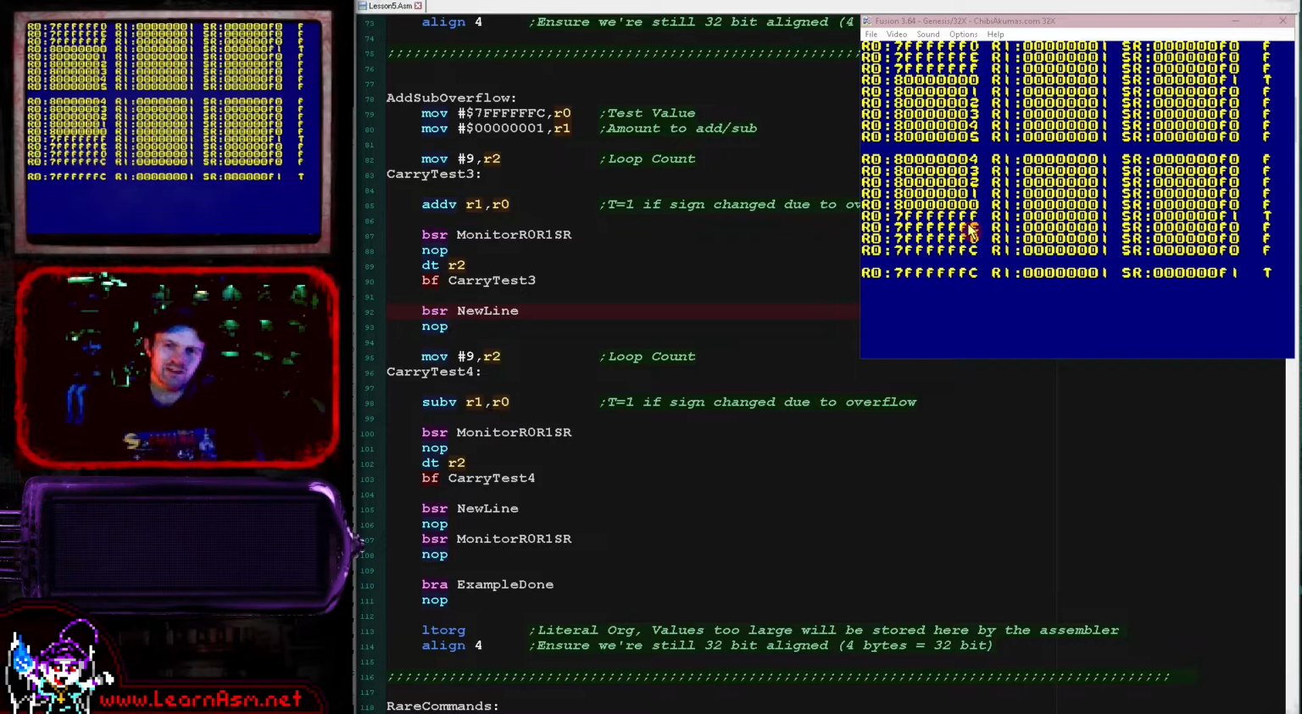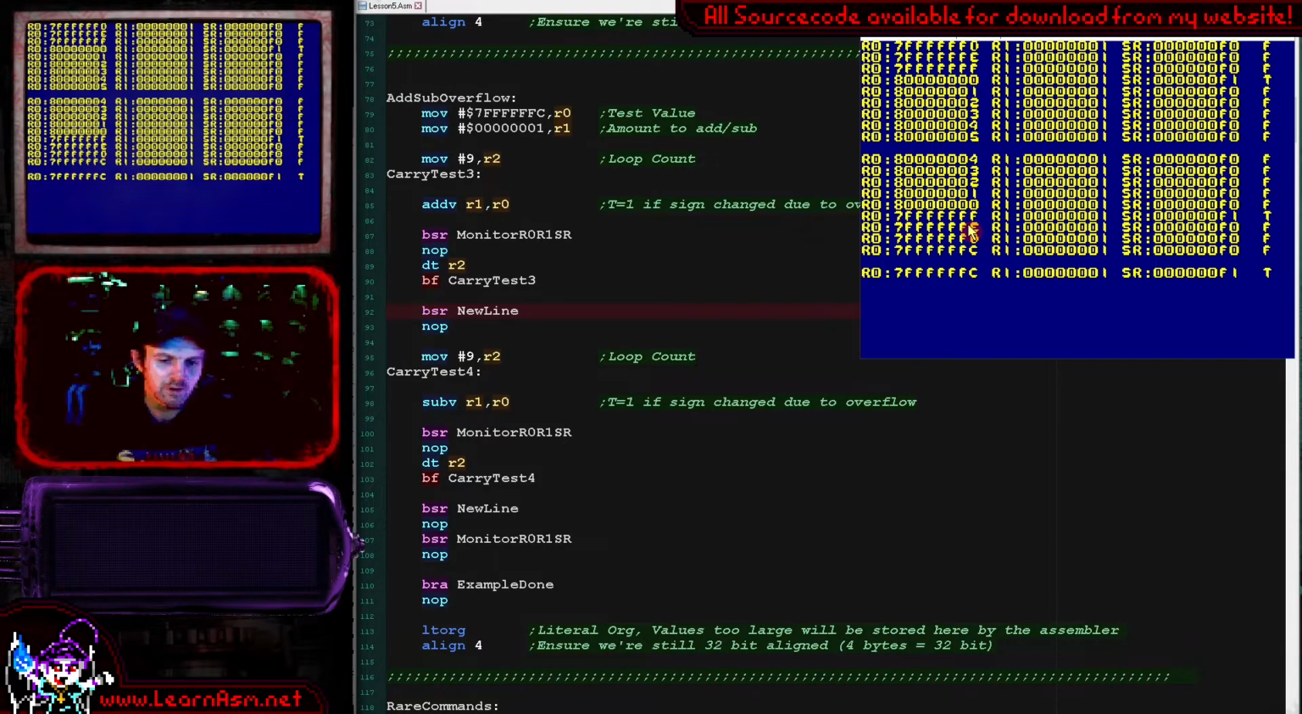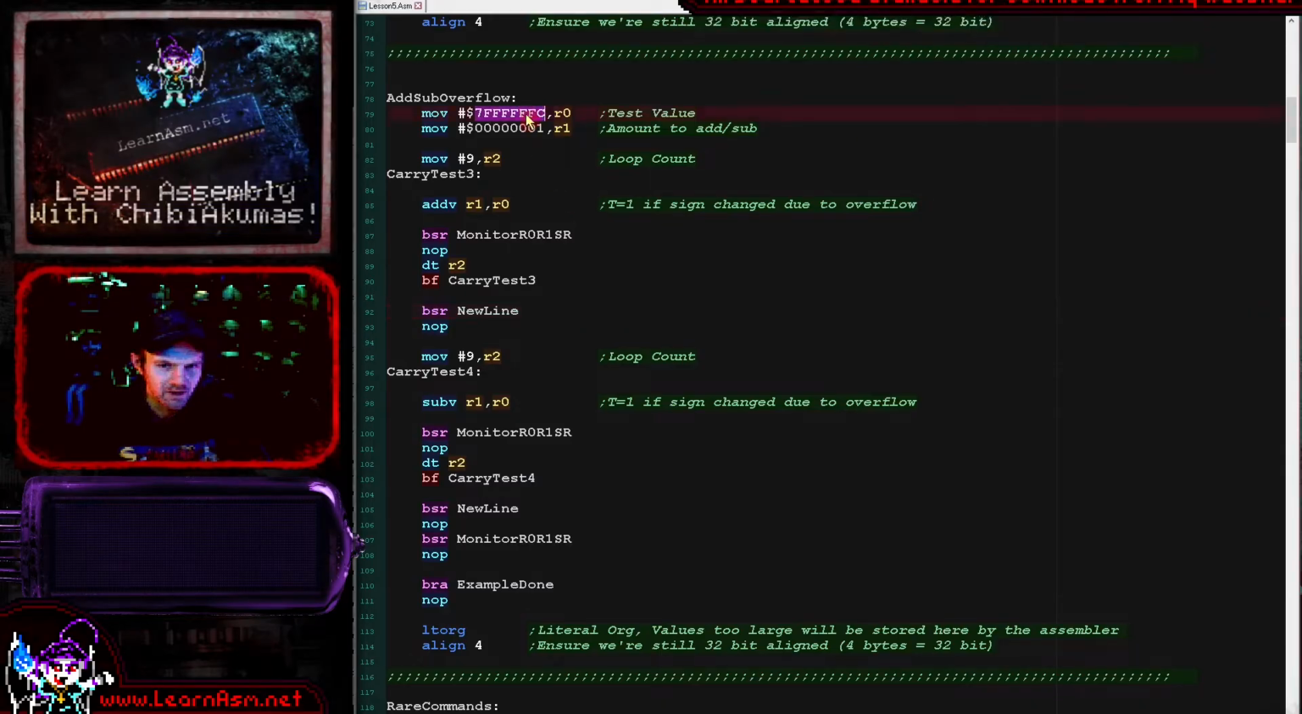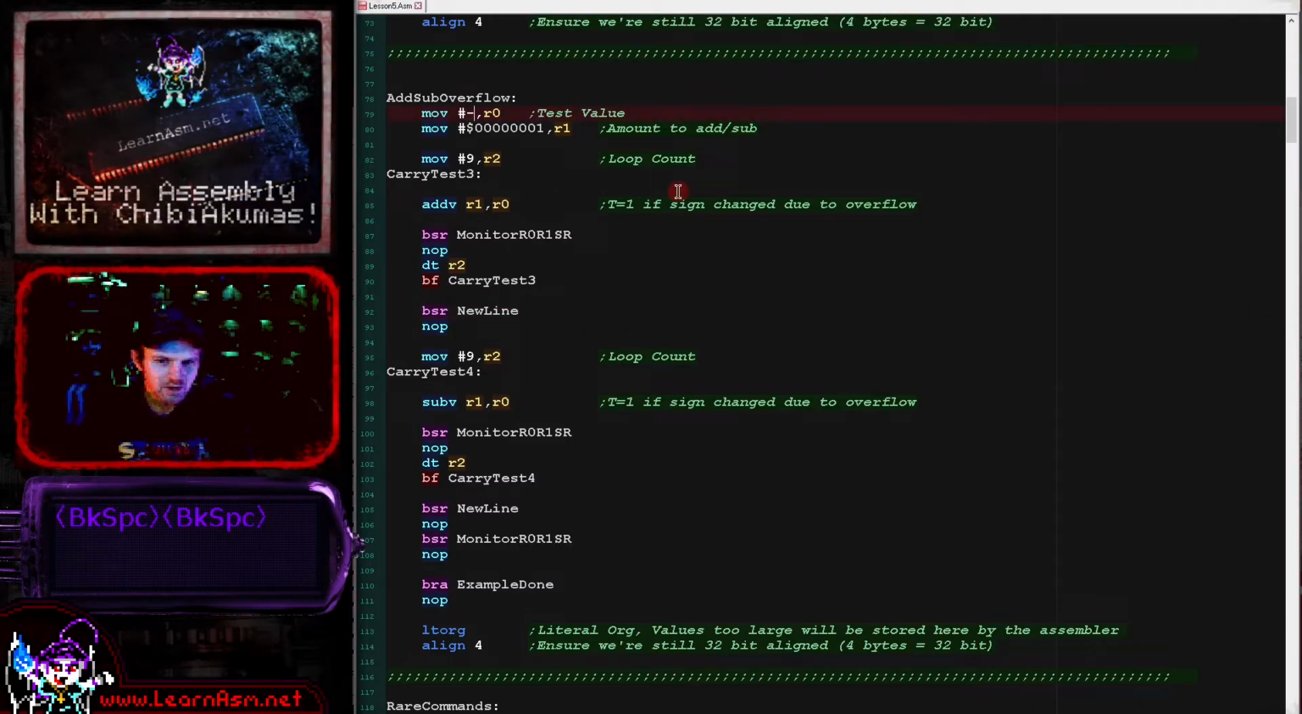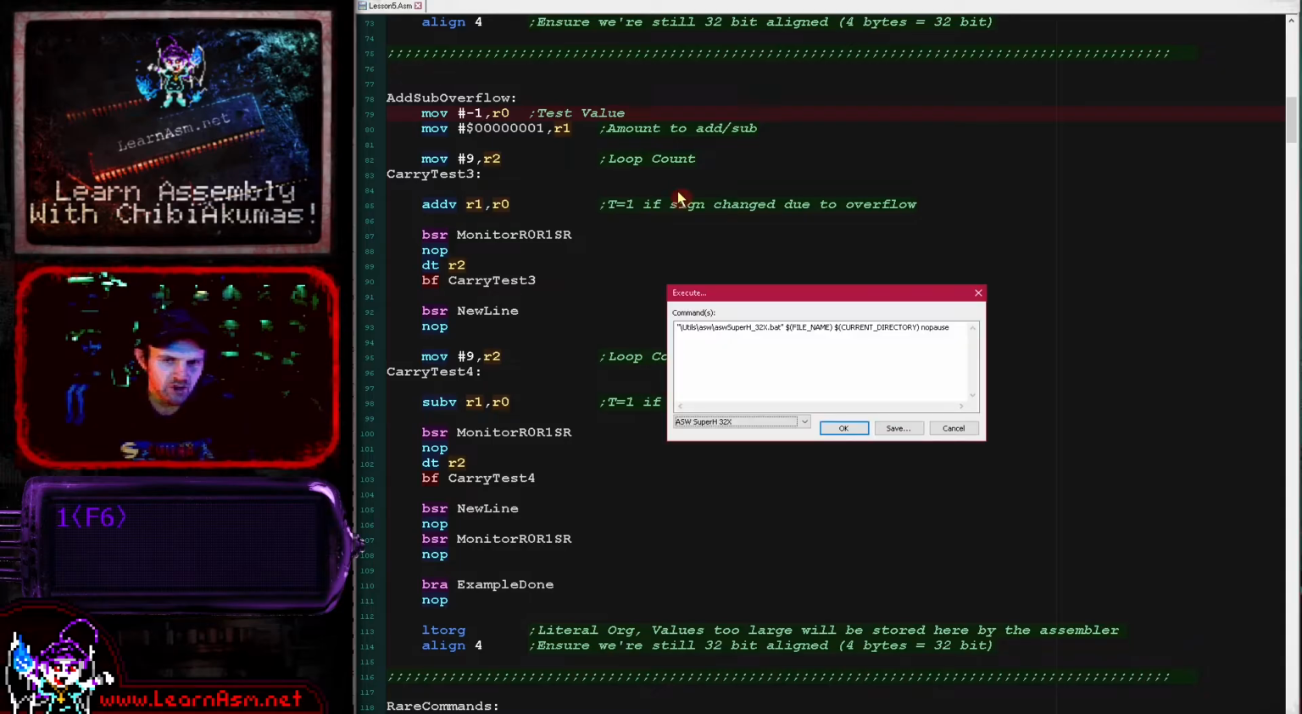It doesn't matter whether a positive incorrectly changes to a negative or a negative incorrectly changes to a positive. They're both an overflow. So that's why that has been done. But again, just to reiterate, this is only if the sign changes unintentionally.